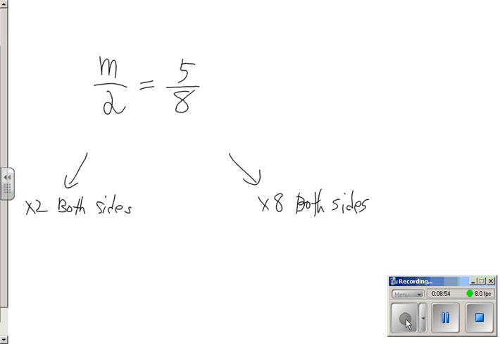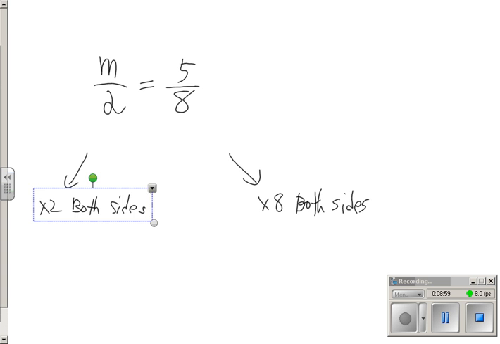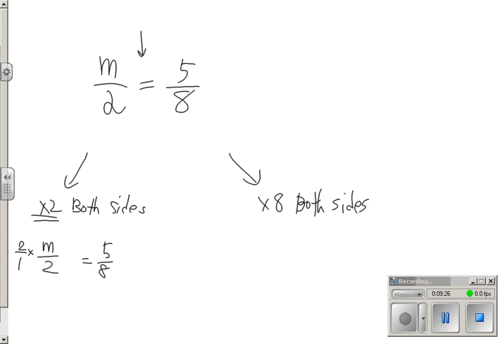Okay, you press pause and hopefully you've done it. So let's take a look at this. If I was to multiply both sides by 2, take my pen. Multiply both sides by 2. What you should realize is that in algebra, if you do one thing to one side of the equation and you do the exact same thing to the other side, you keep this idea of equivalency, right? If you doubled the weight on one side and doubled the weight on another, you're still going to end up with equality. So m over 2 multiplied by 2, is equal to 5 over 8 multiplied by 2.